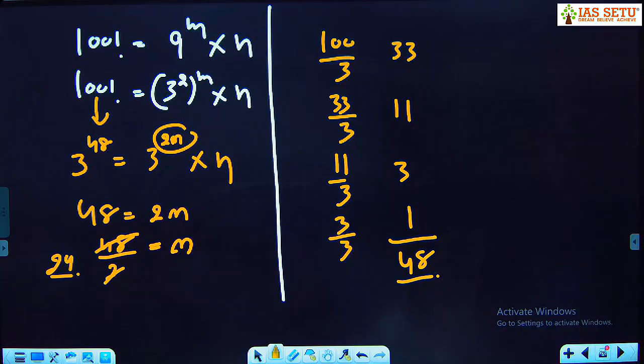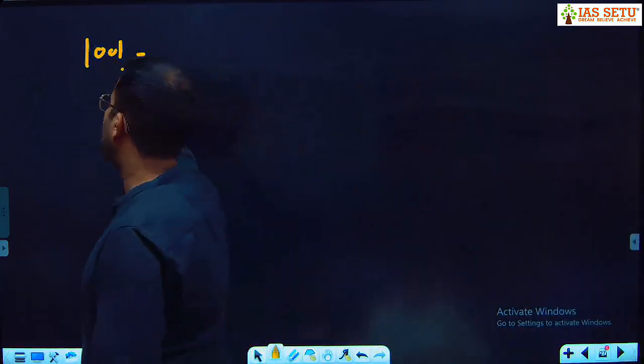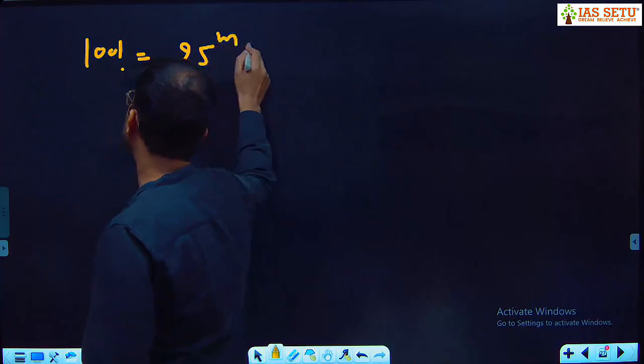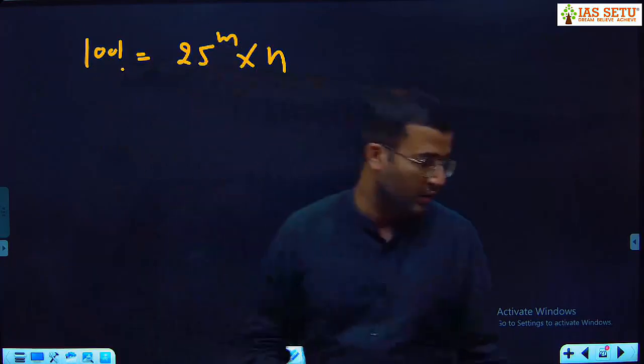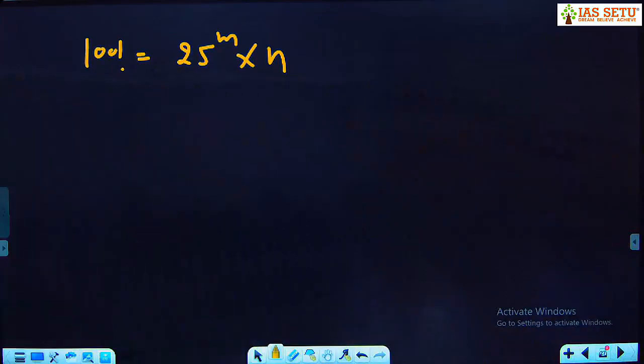Okay. Try this question. 100 factorial is equal to 25 to the power m into n. Check what is the maximum value of m here. Take your time.